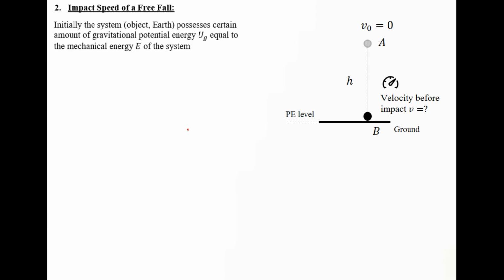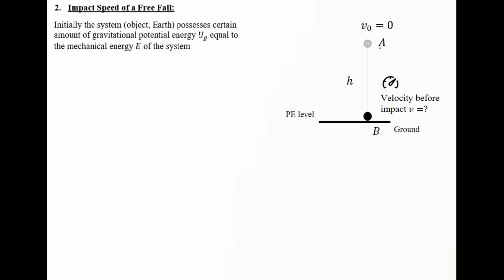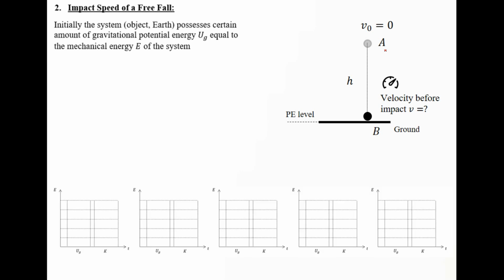Now we will discuss the conservation of energy. Initially, the system object-Earth possesses a certain amount of gravitational potential energy UG equal to the mechanical energy E of the system. So here what I'm saying is that at the point A, the energy of the system is completely gravitational because the speed is 0.